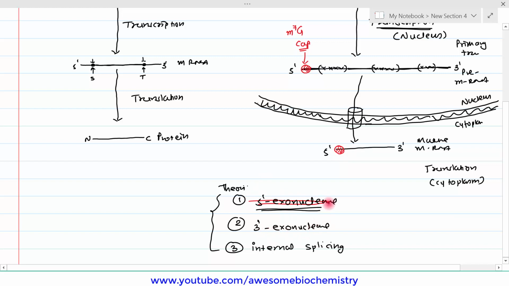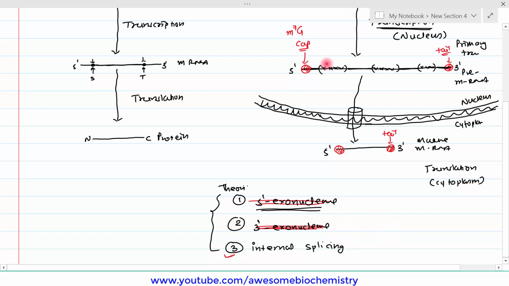What about 3' exonuclease? On the 3' side of the mRNA, which is in the nucleus, there is a poly-A tail, right? Polyadenylated tail is seen, and the same tail is also seen in the cytoplasmic mRNA. So that means no 3' exonuclease is acting on this pre-mRNA from the 3' side. So this theory was also thrown away. The remaining theory is internal splicing.